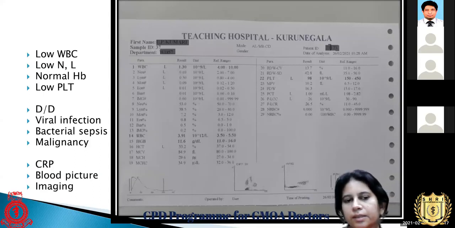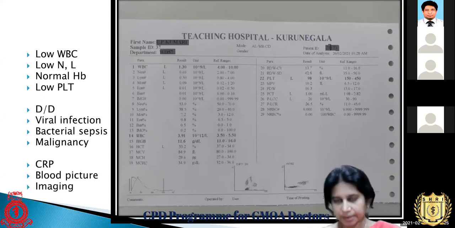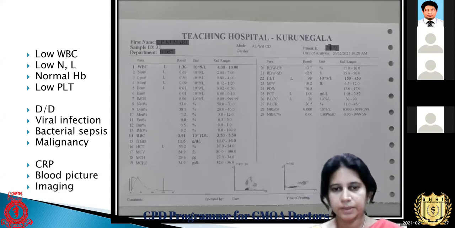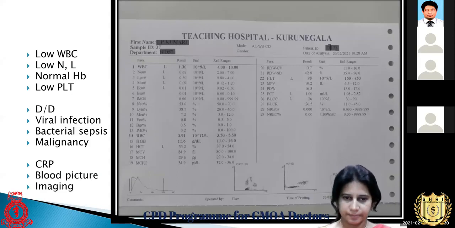And are you dealing with a malignancy? So you have to investigate along this line. In this patient, it was a pure and simple viral infection. So you need to investigate, admit, and exclude dengue, with low platelets in this patient.